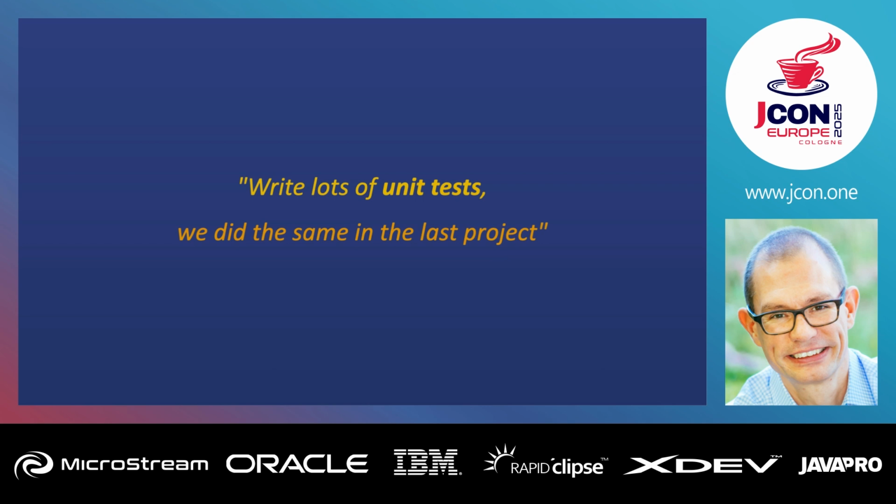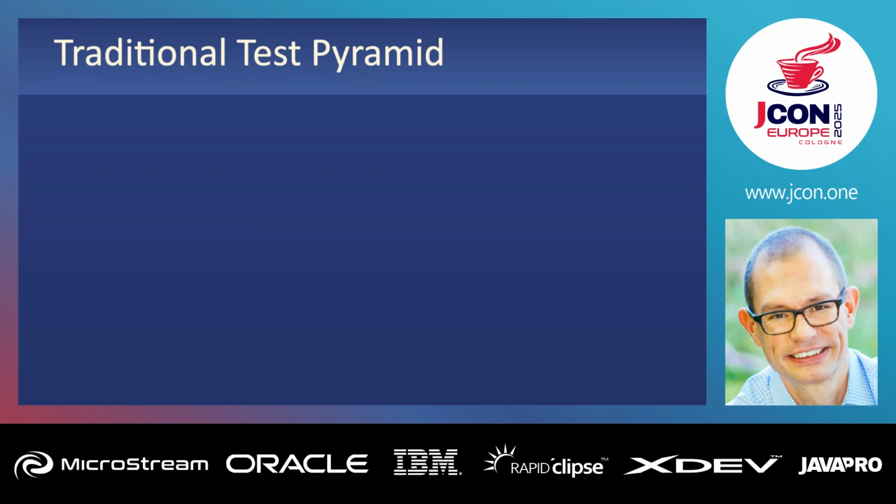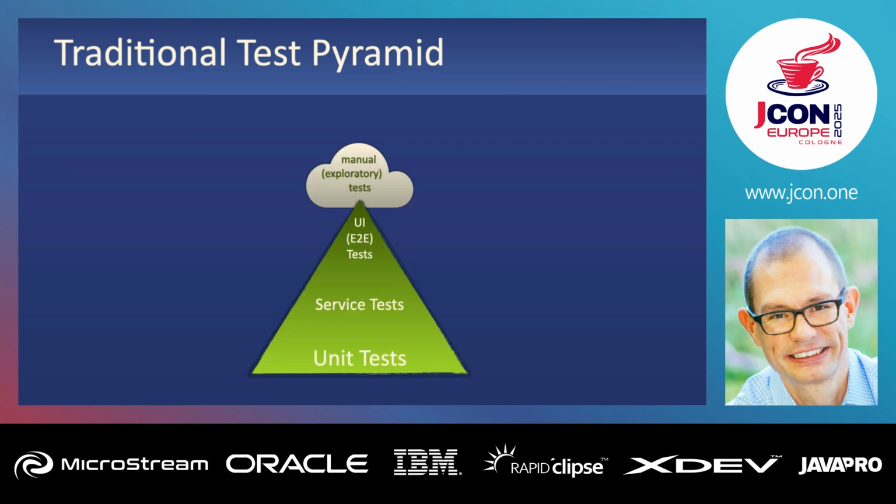Again, our consultant comes to you and says, write lots of unit tests. We've done this successfully in our last project, so please write lots of unit tests. And if you don't, well, the traditional test pyramid comes to mind. If you know some of my talks, the next visualizations might seem familiar to you, but we're going to ask different questions. The traditional testing pyramid was described by Mike Cohn in 2009, and it's about a lot of fast unit tests at the bottom. That's the number of unit tests. Then fewer integration or service tests, and only a few end-to-end tests triggered by the UI. And of course, we will have manual exploratory tests.